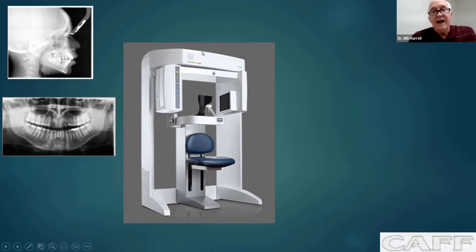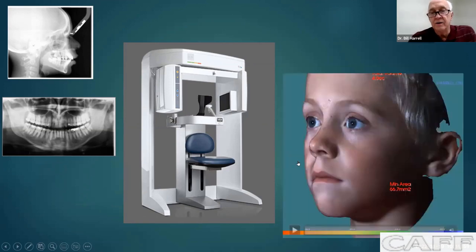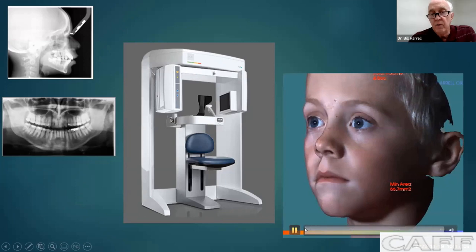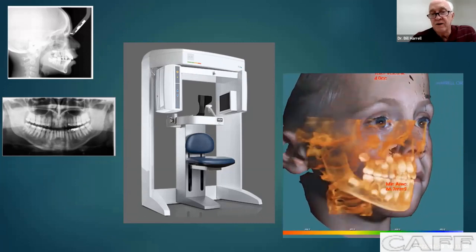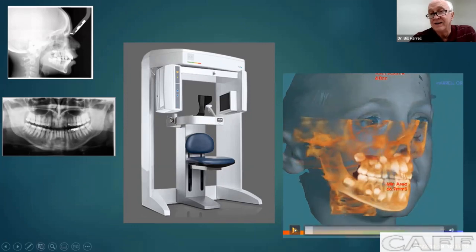But now with iCat Flex and some of these low dose protocols, I can do a scan, which will give me this kind of information in less than 24 microsieverts. Or even 18 microsieverts. Wow. So I'm getting less dose. So dosage is not really a barrier to entry. It's cost. It's cost.